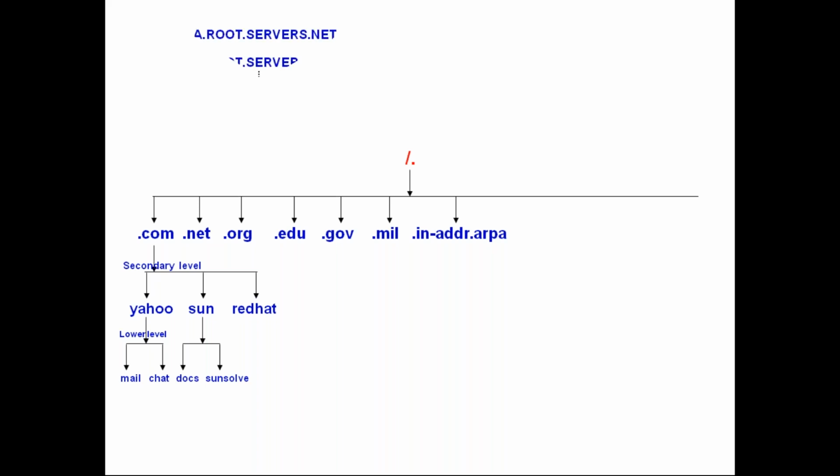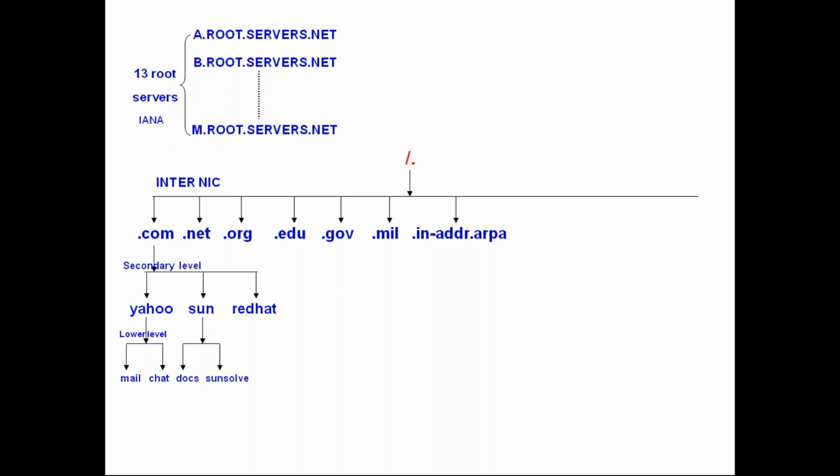So worldwide, we have 13 root DNS servers. These 13 root servers are a.root-servers.net, b.root-servers.net, and so on. Worldwide, the complete internet is managed by the 13 root servers, which are managed by the US. The complete internet depends on these 13 root servers only, A to M.